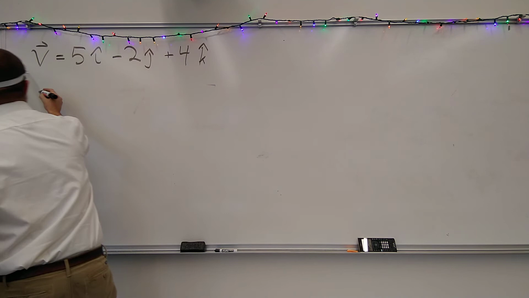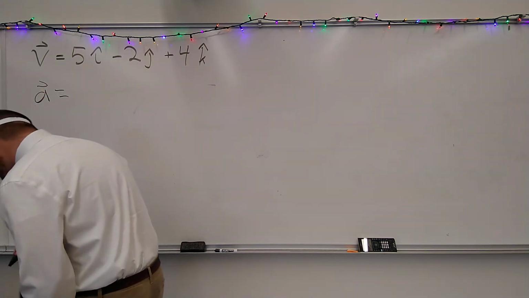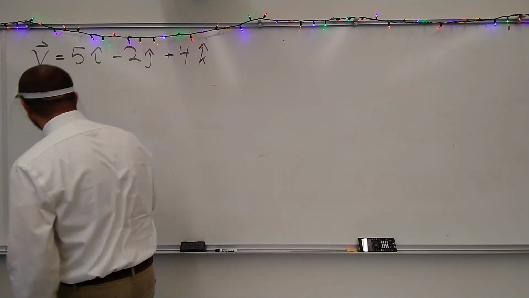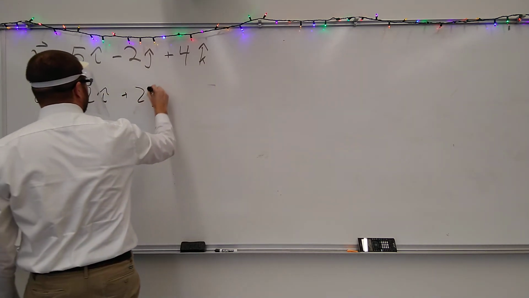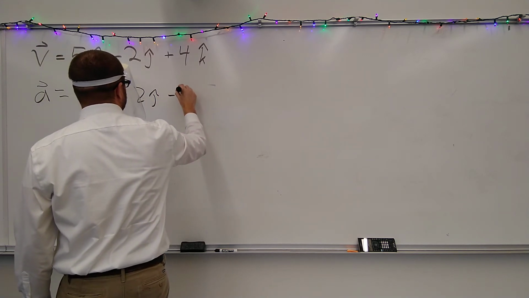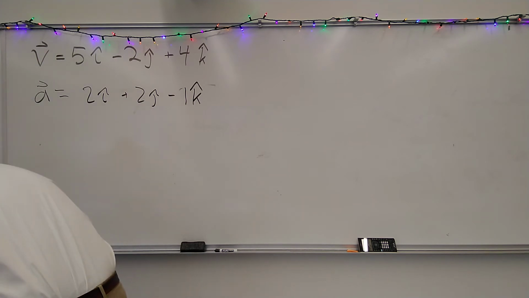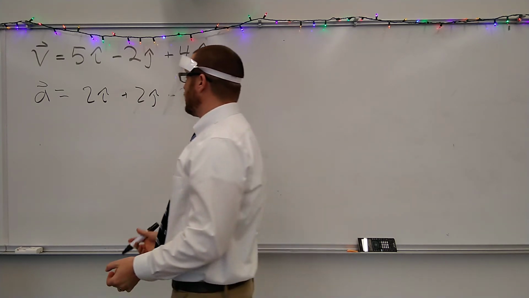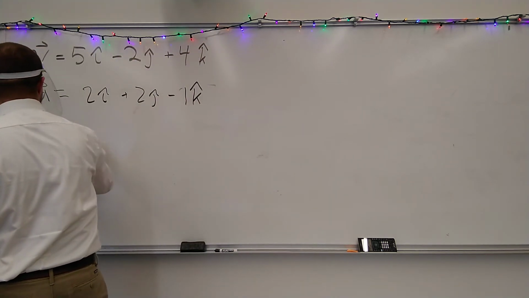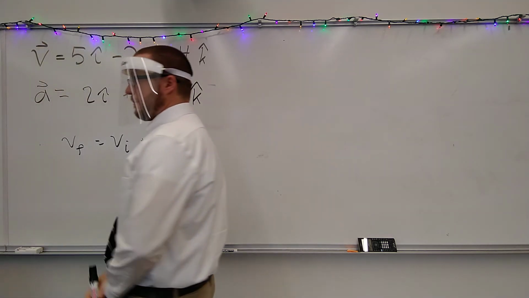All right, I'm going to give it an acceleration of 2I hat, 2J hat, negative K hat. 2I hat plus 2J hat minus K hat, which is, there's a 1 that's implied there. What will the velocity in vector notation be after 5 seconds of firing the jets? So V final equals V initial plus AT.